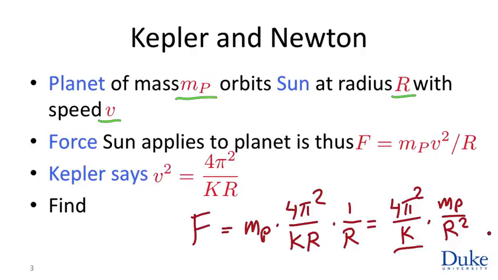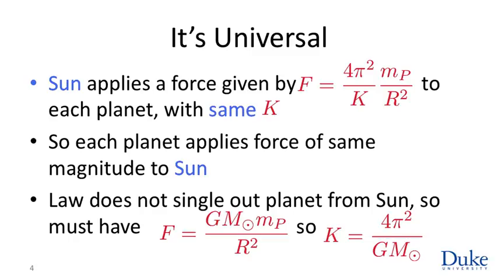remember, the idea was that it's all going to hang together, it's all going to be the same force. The sun applies a force given by this expression we found to each planet, and to all the planets it applies the force given by the same constant k. By Newton's third law, each planet applies a force of that magnitude, this precise magnitude, to the sun.